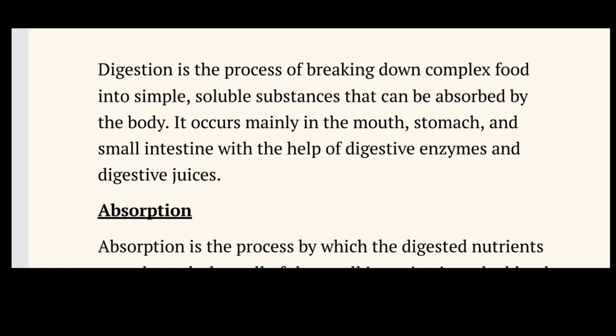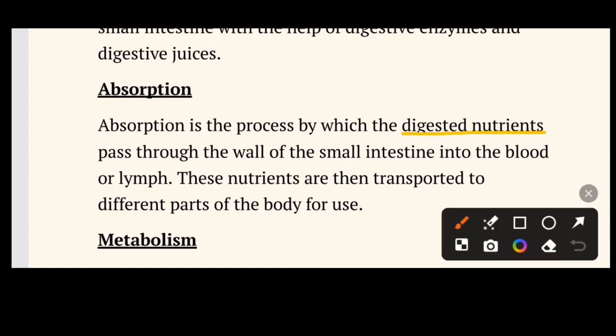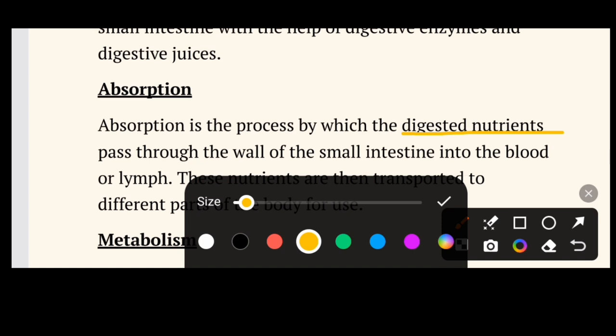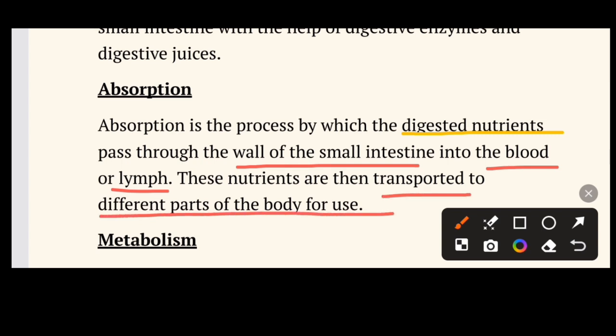Then absorption. What is absorption? Absorption is the process by which digested nutrients pass through the wall of the small intestine into the blood or lymph. These nutrients are transported to different parts of the body for use. Understand absorption?